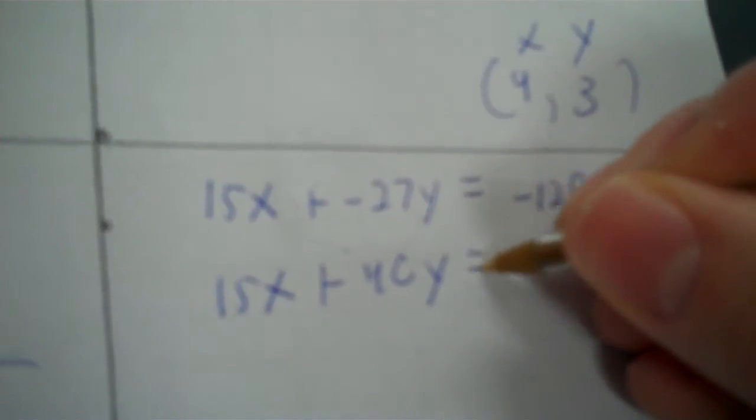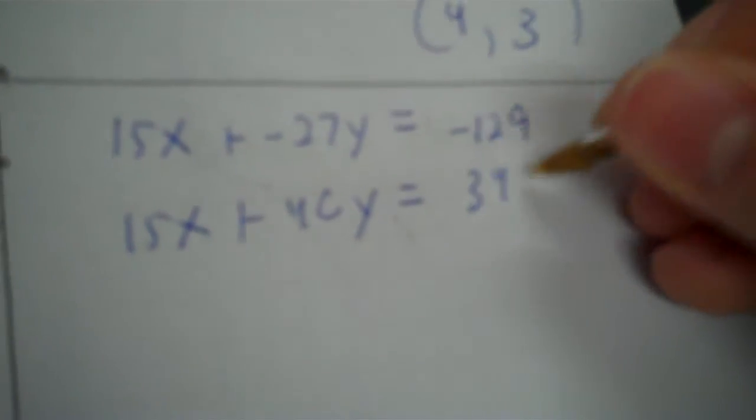On the bottom, you're going to get 15x. 8 times 5 is 40y. And then 68 times 5 is going to be 340. Now, the reason why you did that, 15 plus 15 is 30. Negative 27 plus 40 is 13. So no 0, but now you have your match.